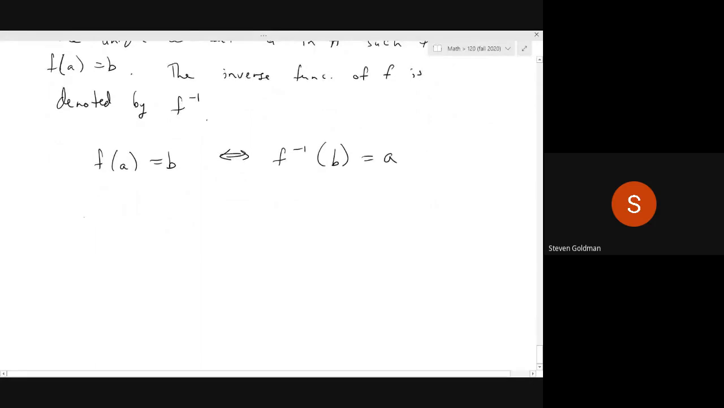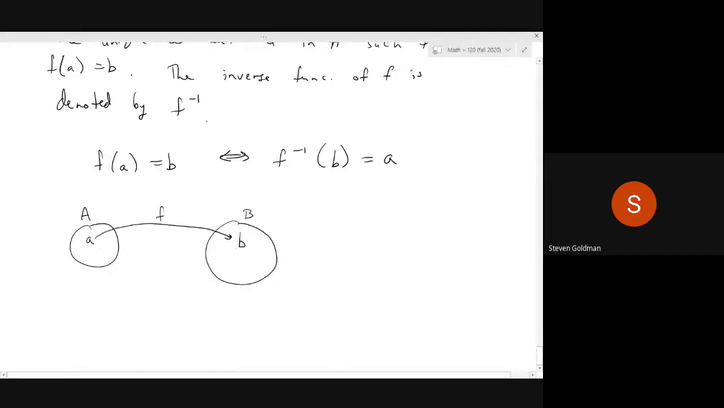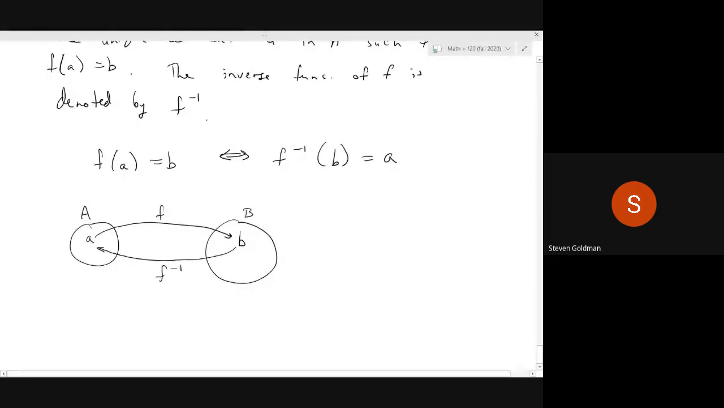So if we had our Venn diagrams here, if f assigns a to b, f inverse does the opposite.